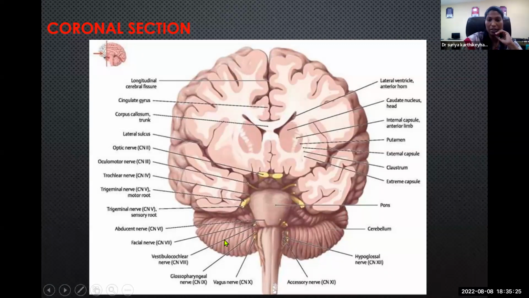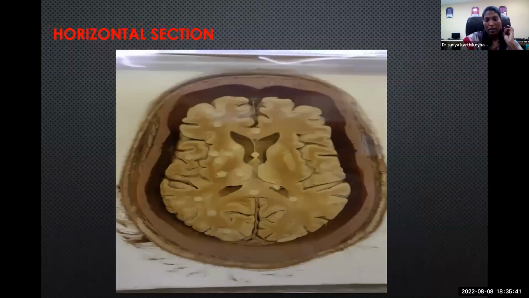Here, this is the brain stem. These both are the cerebellum. It is called the small brain. The cerebrum is called the large brain, whereas the cerebellum is called the small brain. And this is the brain stem, where you can see the pons and medulla oblongata. This is about the coronal section, and then I'm moving on to the horizontal section.